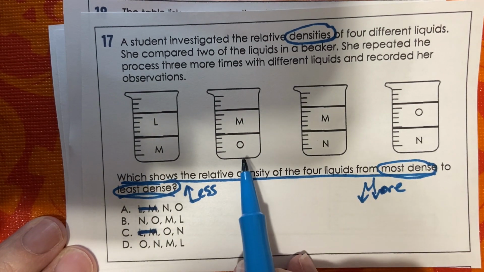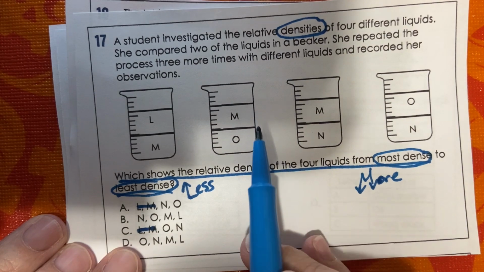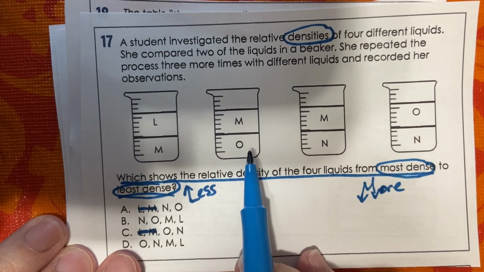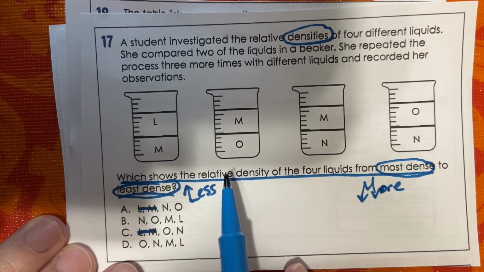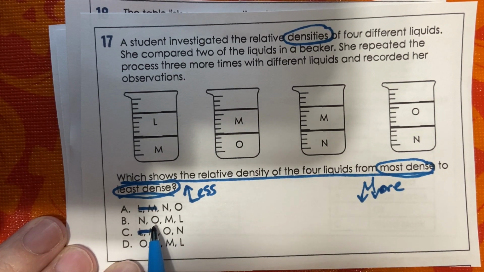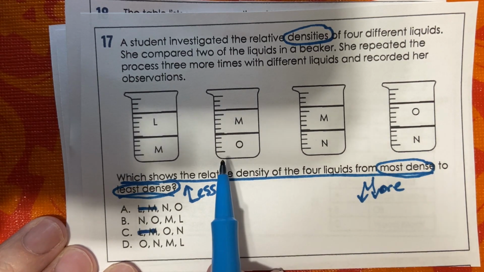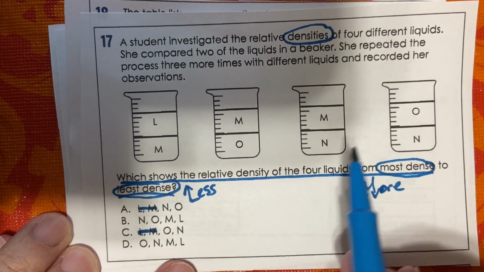Okay, now let's look at the second beaker. The second beaker says that M is less dense than O. So that means O has to come in front of M, right? O is in front of M here. O is in front of M here, but N is in between them. That's still okay because the O is in front. So we're going to keep going. We're going to go up here.